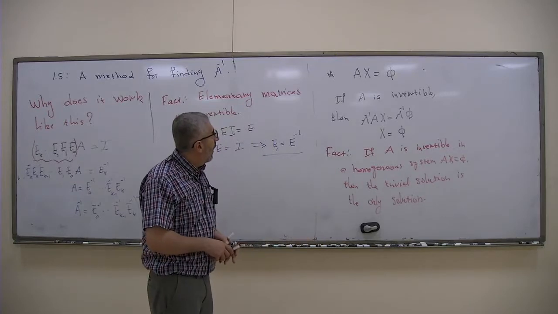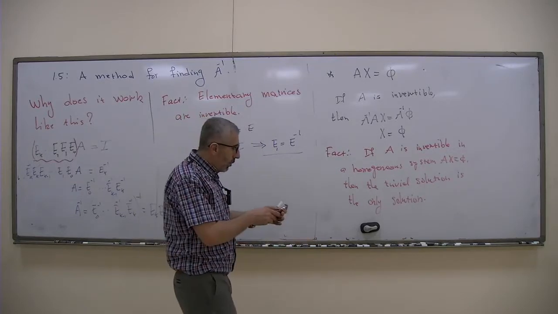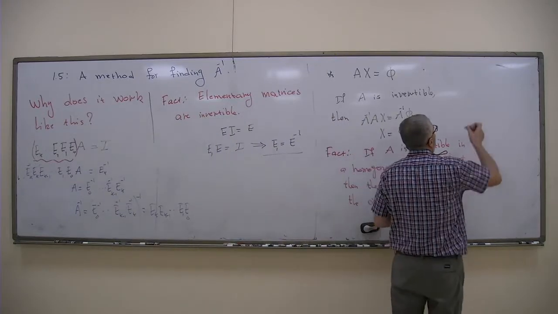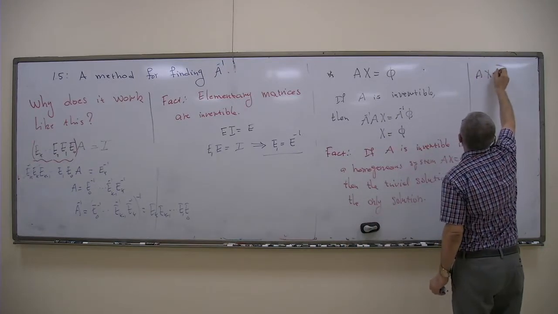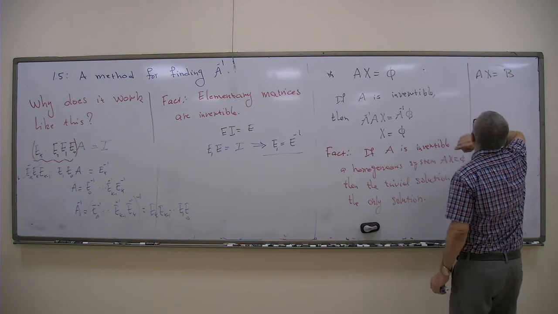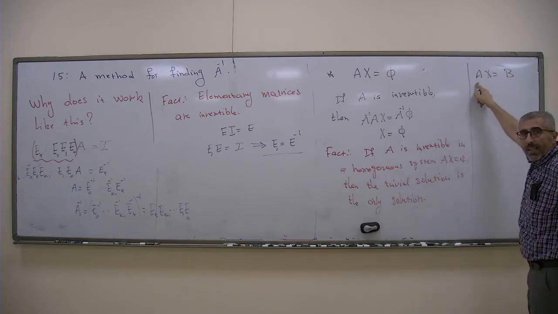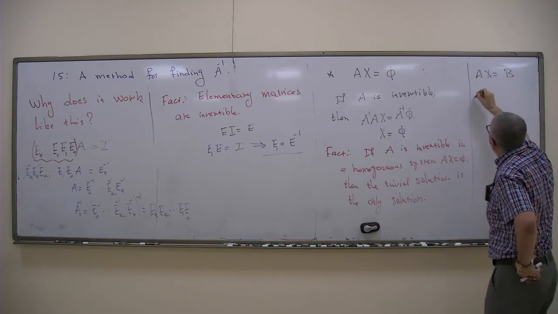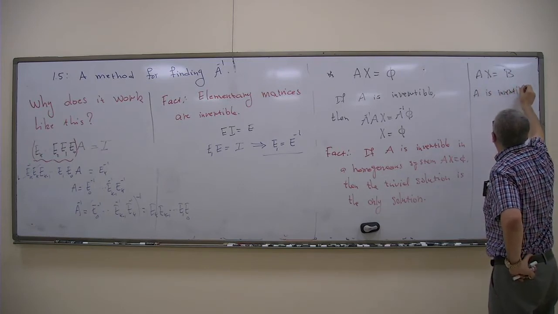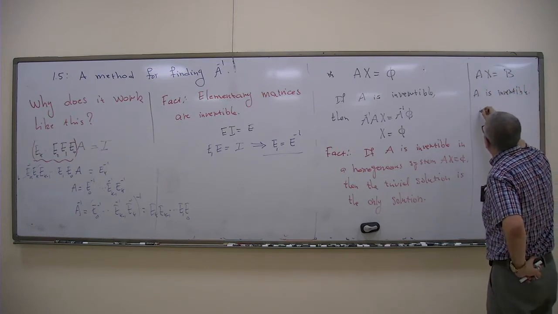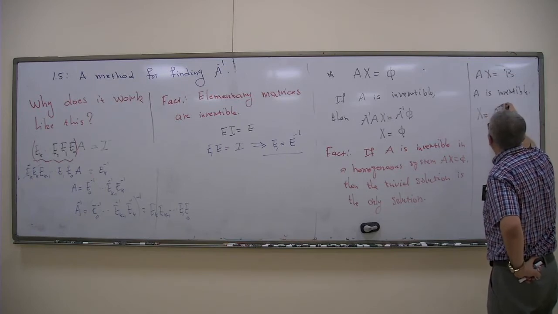Okay? What if you want to talk about non-homogeneous systems? If you want to talk about non-homogeneous systems, and your coefficient matrix is invertible, A is invertible, you are going to get X equals A inverse B.